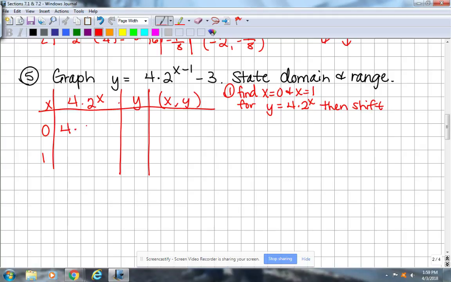So 4 times 2 to the 0 power. What's 2 to the 0 power? 1. 4 times 1 is 4. And then 4 times 2 to the first power. What's 2 to the first power? 2. 2 times 4 is 8. So we have (0, 4) and (1, 8). Let's graph those two and make our curve.